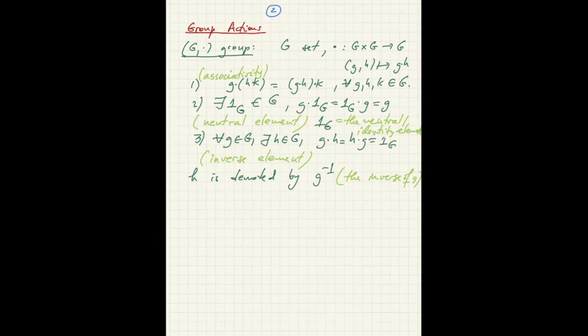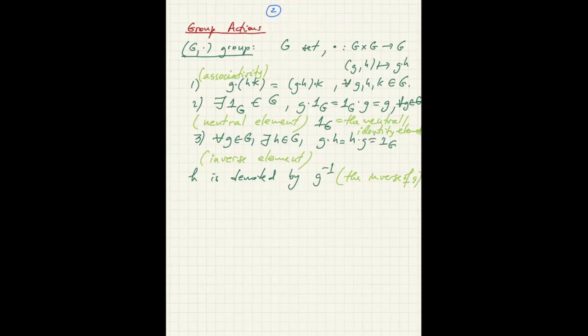The second property is the existence of a neutral or identity element, and it states that there exists an element, in the multiplicative notation usually denoted by 1 or 1 of G if we want to specify the group to which it belongs. And this element has the property that G times 1 of G and 1 of G times G equals G, for any element G in G. One can show, I won't do it here, that this element is unique. So that's why we call it the identity element or the neutral element for this binary operation.